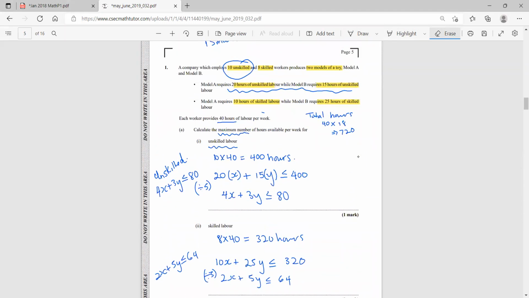So we go back up for the unskilled labor. We know that for unskilled, we're going to use 20 hours for model A, so that's 20 by x. And then 15 hours for model B, so that's 15 by y, and it must be less than or equal to the total hours for unskilled labor, which is 400. So that's 20x plus 15y less than or equal to 400. And in order for us to get this, we just divide by 5 throughout.